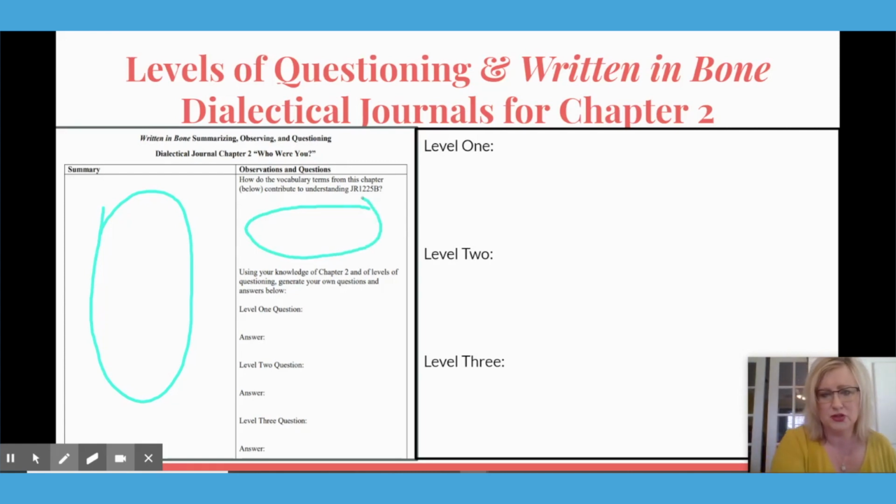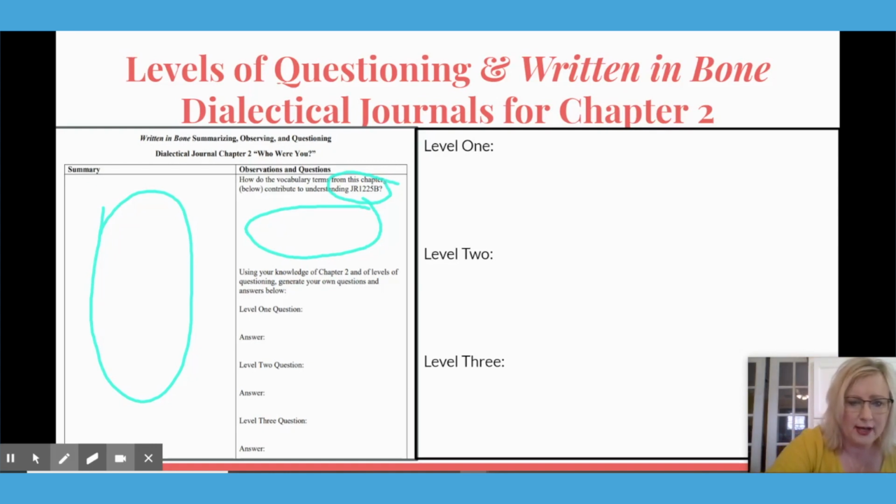And these particular words are talking about a particular skeleton that they discovered in Chapter 1, JR 1225B. This is talking about an excavation of one of our early settlements, Jamestown, and it makes a note in the text in Chapter 1 that everything they find is labeled JR, Jamestown Rediscovery, and everything is numbered. This 1225B is designating the skeleton that they found. JR 1225 is the grave itself. So they will refer to this particular skeleton as JR 1225B.